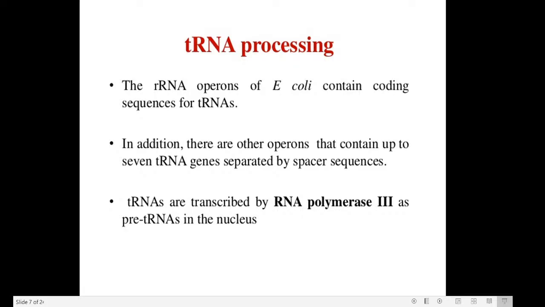This tRNA is not an active form in the nucleus because it's a pre-tRNA. The pre-tRNA found in our nucleus is transcribed by the RNA polymerase. Additionally, this tRNA gene is separated by spacer sequences. There were some spacer sequences in the normal tRNA sequences, and these are divided based on the spacer sequences. This is some basic information about tRNA.